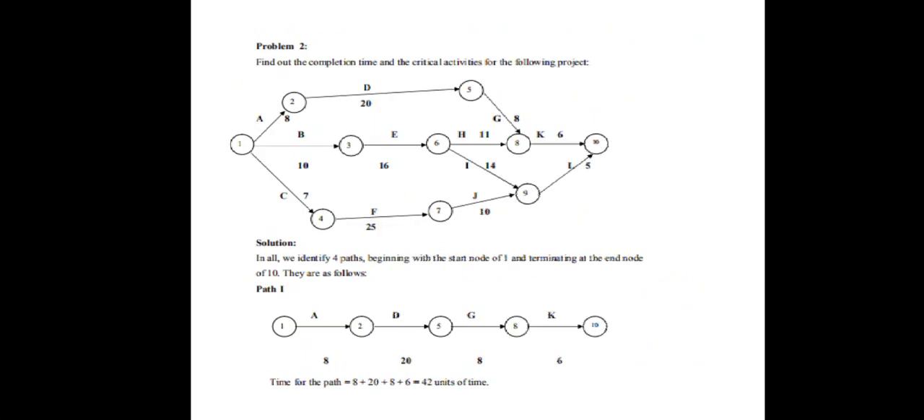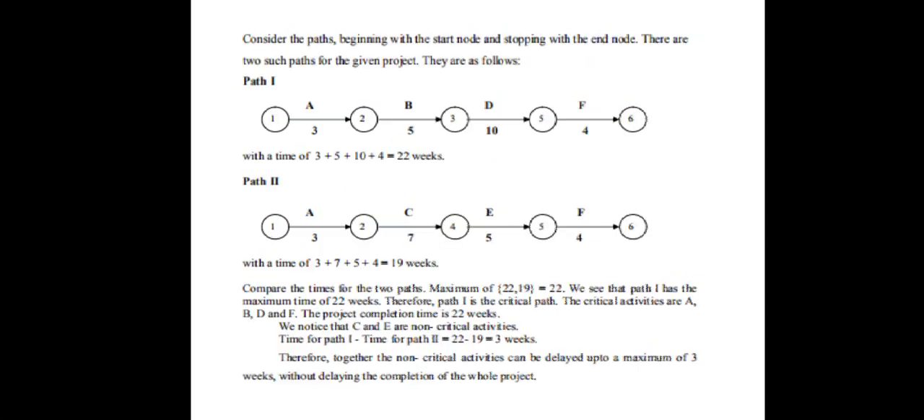And next, before going to the next problem, you can observe here: time for path 1 minus time for path 2, 22 minus 19. So 3 weeks are left out. Therefore, the non-critical activities can be delayed up to a maximum of 3 weeks. If we delay more than 3 weeks, then it is going to affect the whole project. So in order not to affect the whole project, the non-critical activities can be delayed for a maximum of 3 weeks. And moving to the next problem.